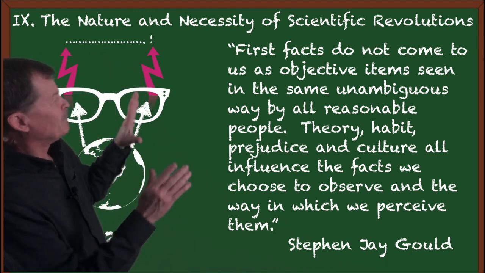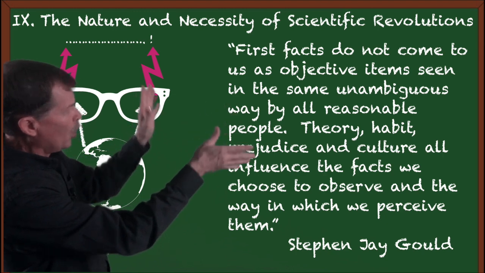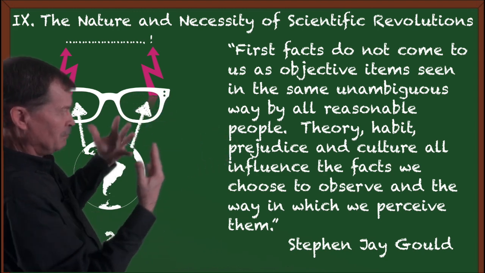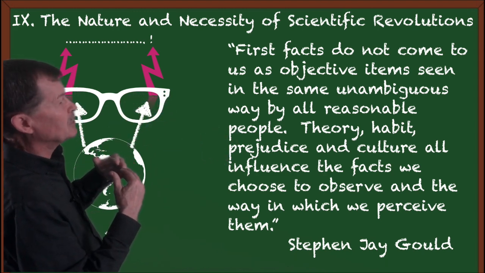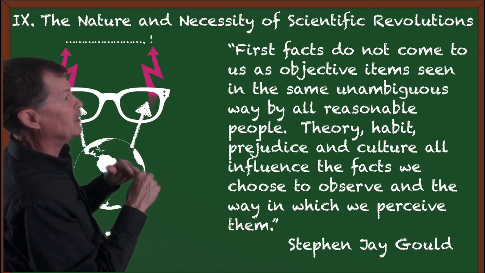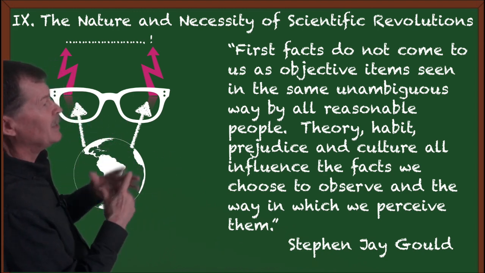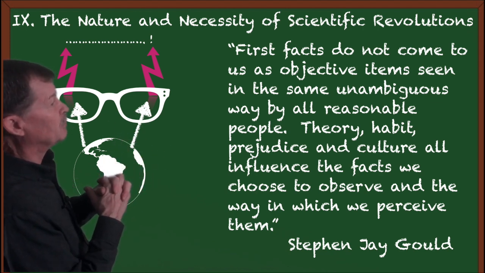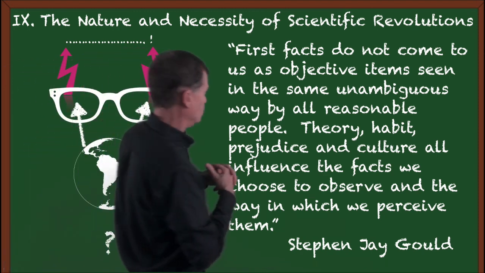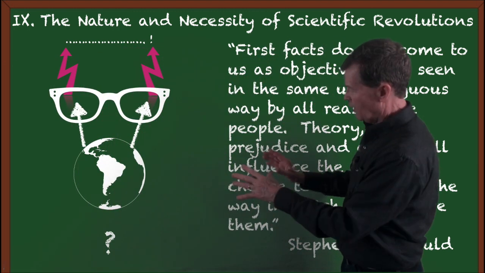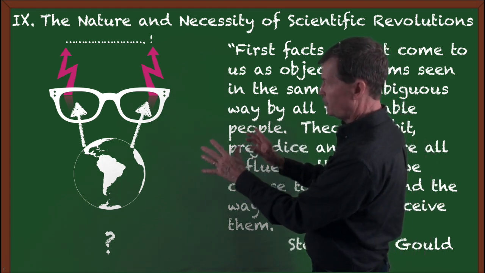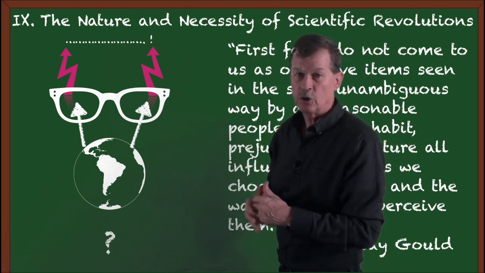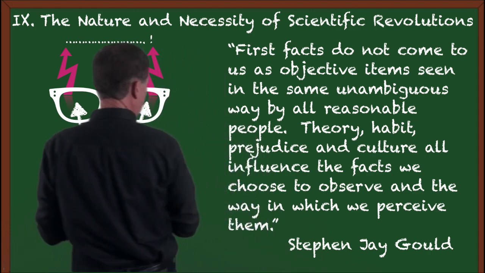And so Stephen Jay Gould, who this quote is from, says, "First, facts do not come to us as objective items seen in the same unambiguous way by all reasonable people. Theory, habit, prejudice, and culture all influence the facts we choose to observe and the way in which we perceive them." And that's back to the glasses here, in that we have questions, we have the world, we have glasses. And the glasses are what influence our interpretation, our conclusion of what the world means.